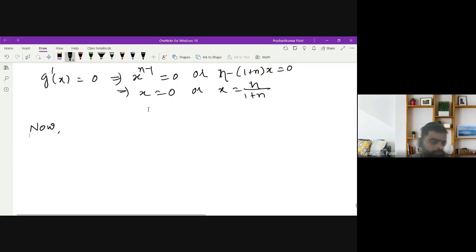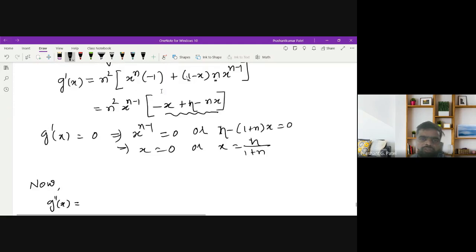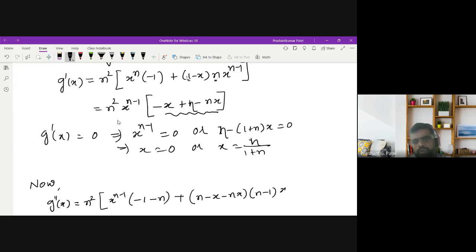So that is g double dash of x. That is the derivative of this quantity: n square as it is, x power n minus 1 as it is. The derivative of this quantity is minus 1 minus n, times the term minus x minus nx as it is. That is this term as it is. And the derivative of x power n minus 1 is n minus 1 times x raised to n minus 2.